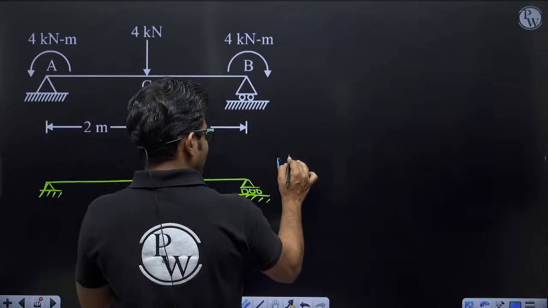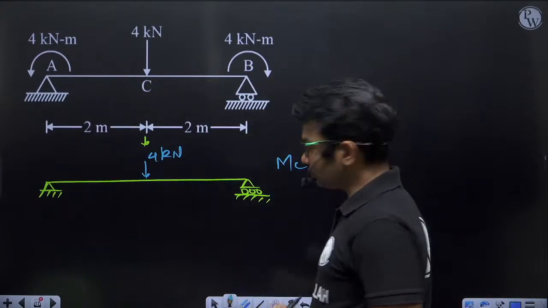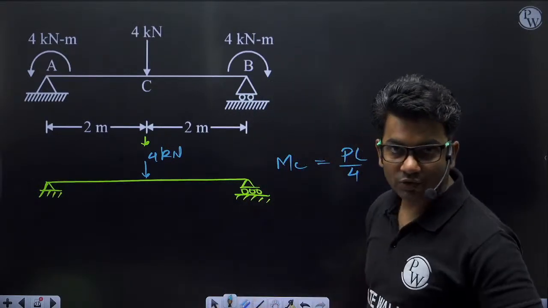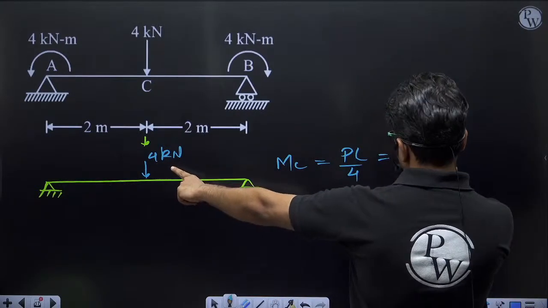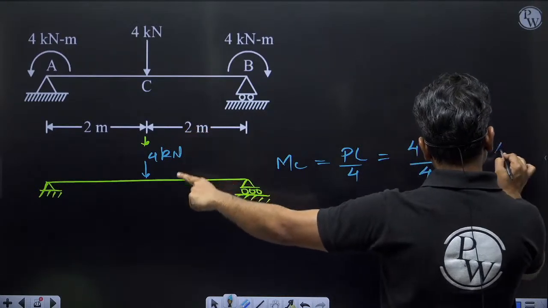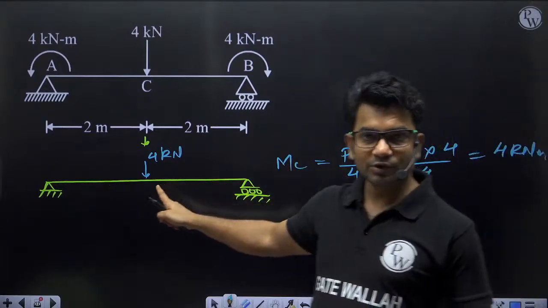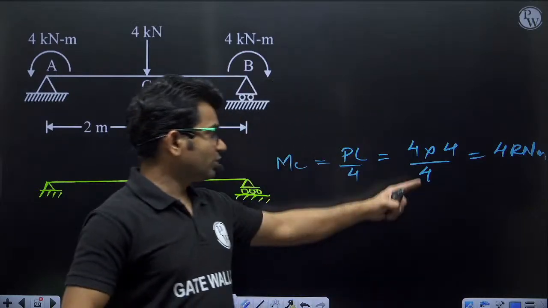Now what is the bending moment at midpoint here? So bending moment at point C will be equal to PL by 4. This formula you should remember. What is the value of P? P is 4. Length is 4, divided by 4. So it will be equal to 4 kilonewton. So bending moment at C because of the central point load alone will be 4 kilonewton meter.